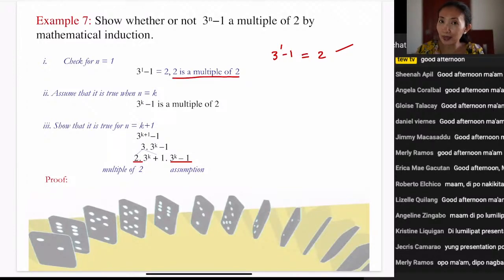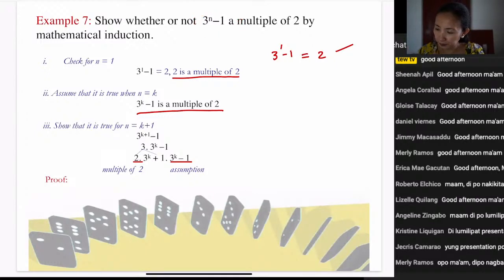Step number 2. Assume that this is true when n is equal to k. That 3 raised to k minus 1 is a multiple of 2. Ito yung assumption natin. Ngayon, anong gusto natin ipakita? We have to show that this rule, 3 raised to n minus 1, when n is equal to k plus 1 is still a multiple of 2. So 3 raised to k plus 1 minus 1 is a multiple of 2. Ito yung i-manipulate natin. Ipakita natin na this could be expressed as 2 multiplied by a natural number in order for us to claim that this is really a multiple of 2.